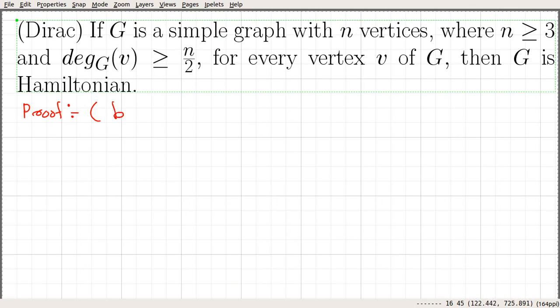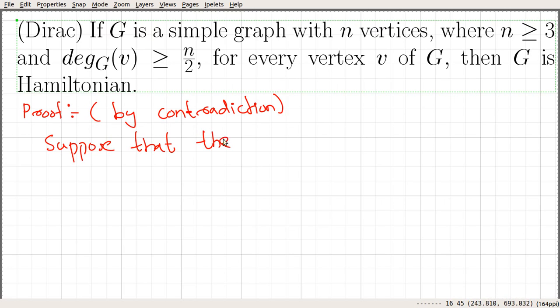So we are going to prove this by contradiction. We assume something contradictory to the statement, and we arrive at a contradiction, and that says the assumption is wrong. Let's see how that proof by contradiction can be applied to prove this statement. So suppose that the statement is false.